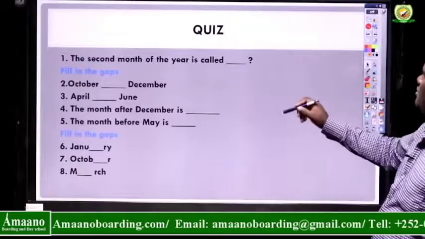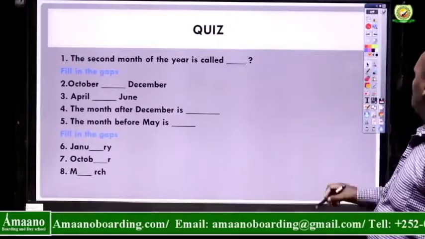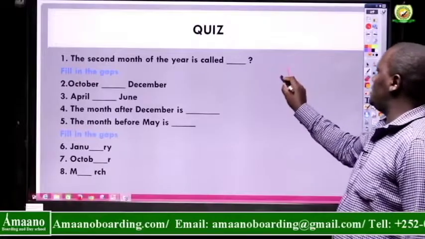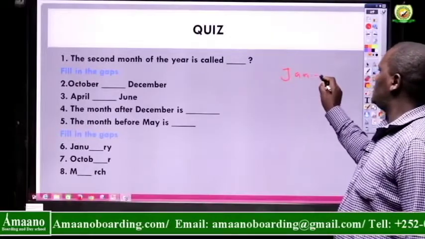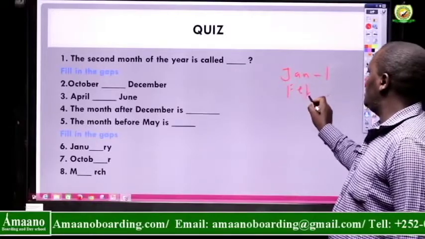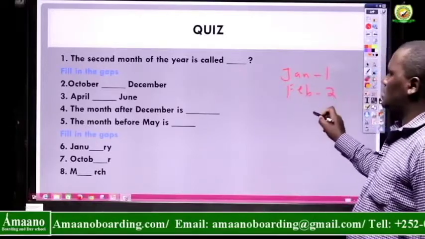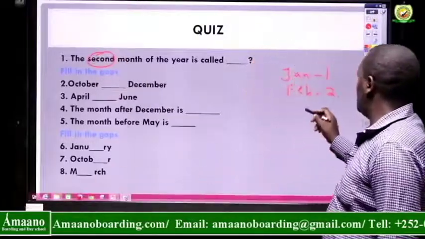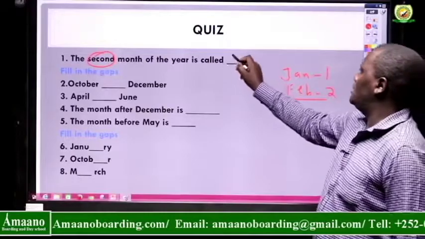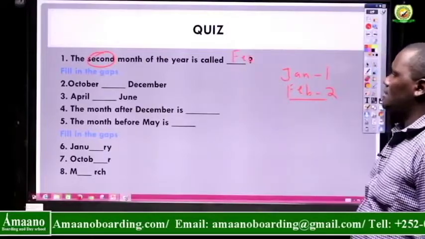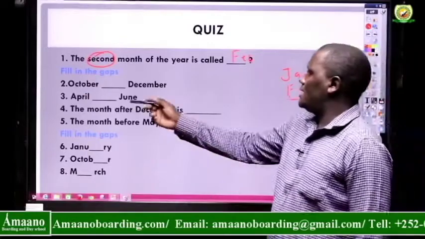The second month of the year is called, we said we have January, this is first, February, this is second. The second month they are asking about is February. We write it in short form as F-E-B.